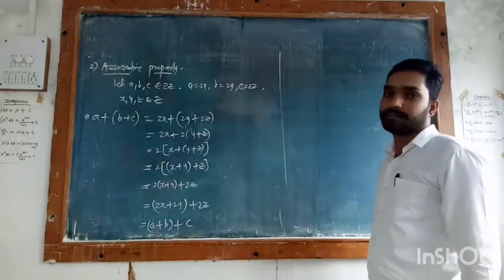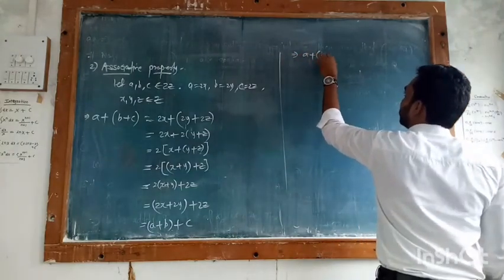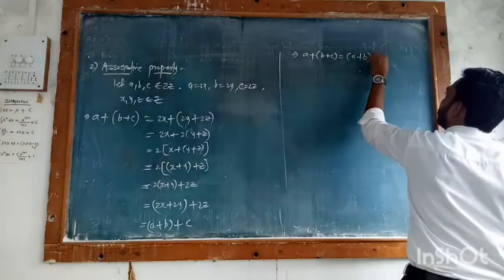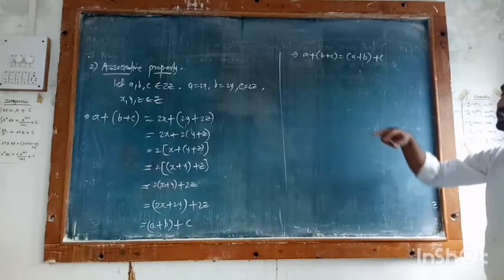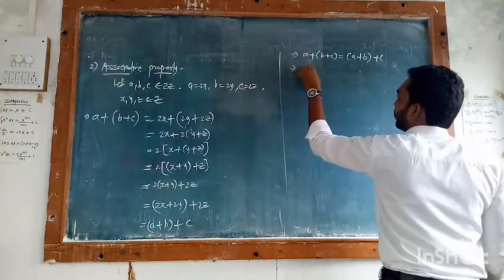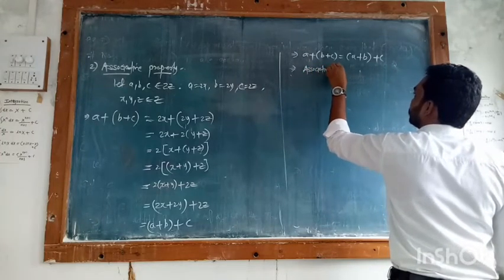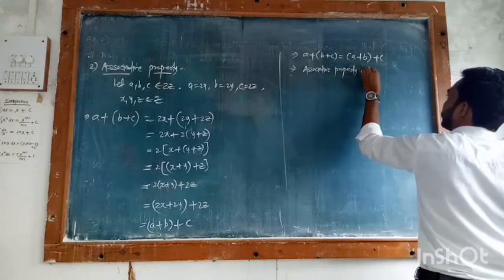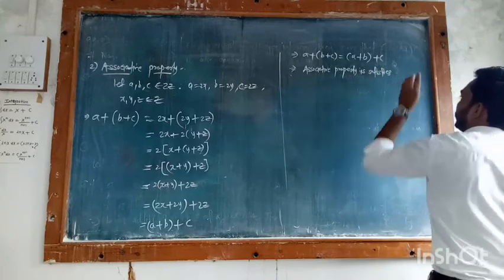So what is the left hand side? A plus, so we get a plus inside bracket B plus C equal to A plus B plus C. Therefore, binary operation addition satisfies the associative property. Therefore, associative property is satisfied.